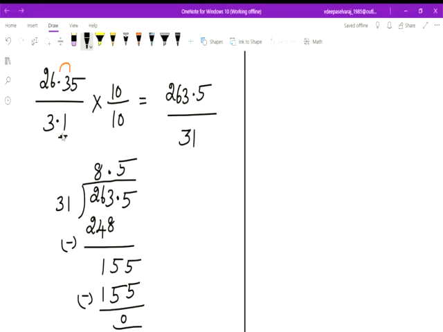26.35 divided by 3.1. Here one decimal is there, so we need to multiply with 10. Both numerator and denominator you want to multiply, then only the value will not change.